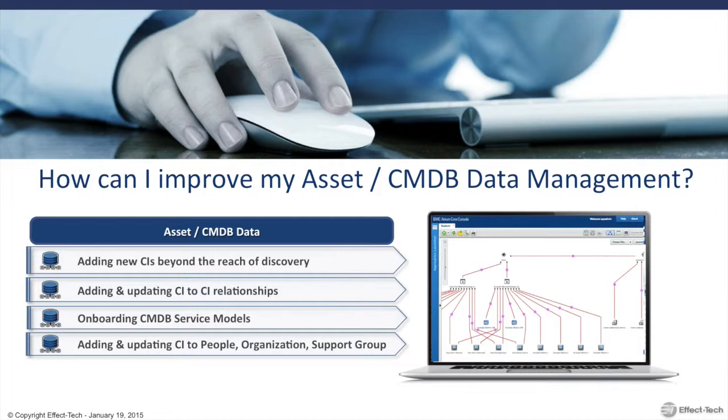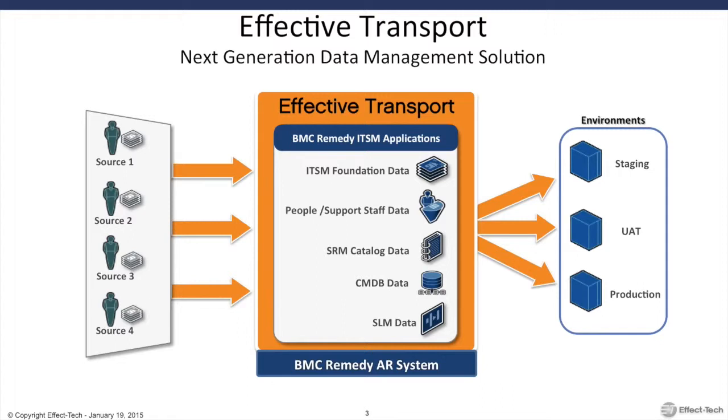The other area that you're probably thinking of as you thought about your asset CMDB data was those relationships that are around your CIs, the people, the organization, the support groups. Is it used by? Is it supported by? The only way to create those relationships and manage them today is through manual process, a lot of point and click. And that's why we're going to look at transport.